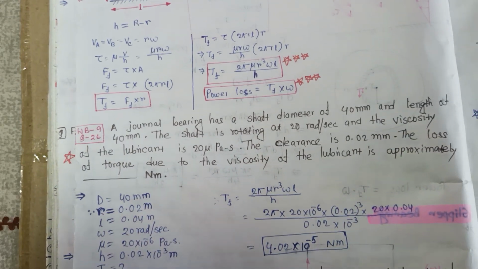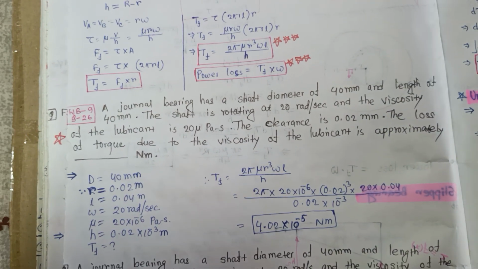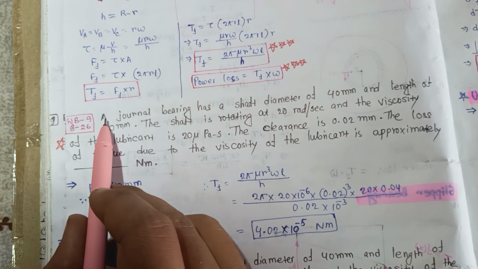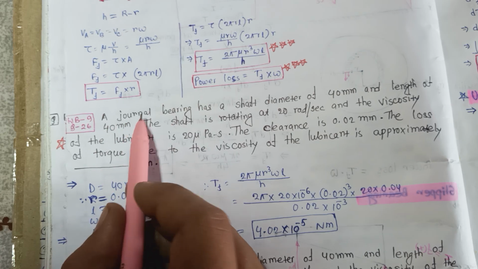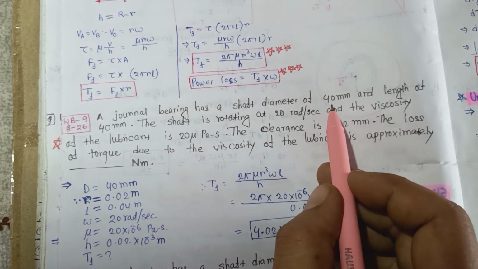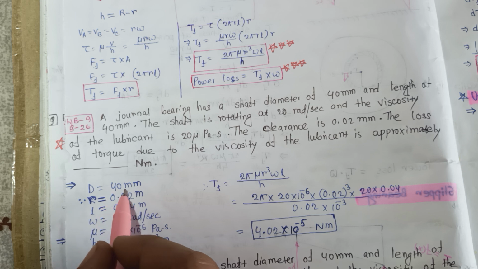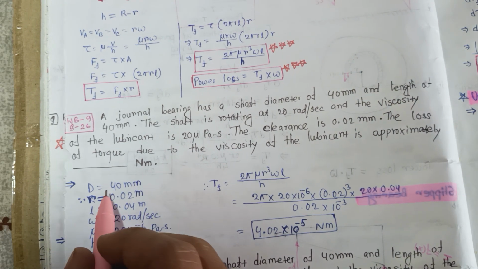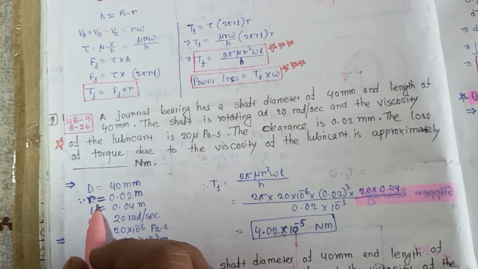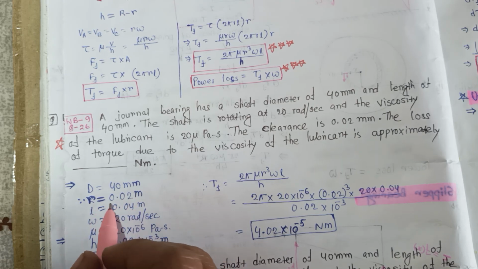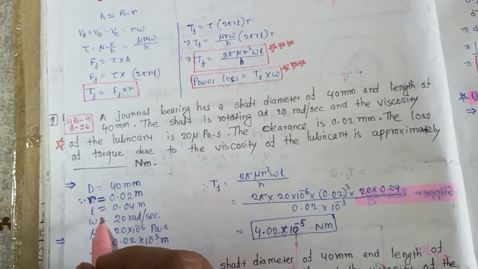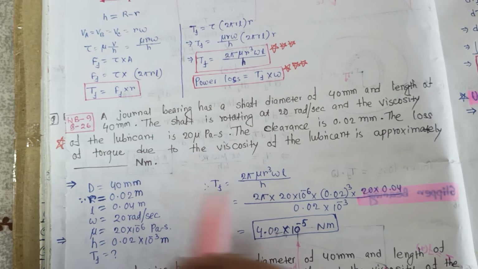Now try to solve one problem that is very important from the GATE point of view. A journal bearing has a shaft diameter of 40 mm and a length of 40 mm. If the diameter is 40 mm, the radius is 20 mm, which converted from mm to meter is 0.02 meter. The length is 40 mm, equal to 0.04 meter.